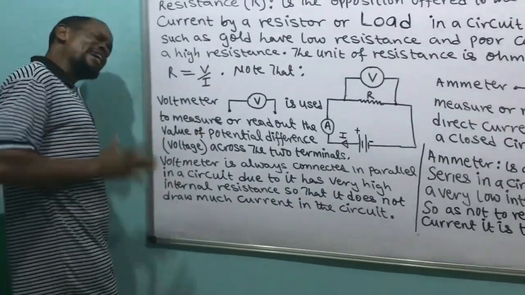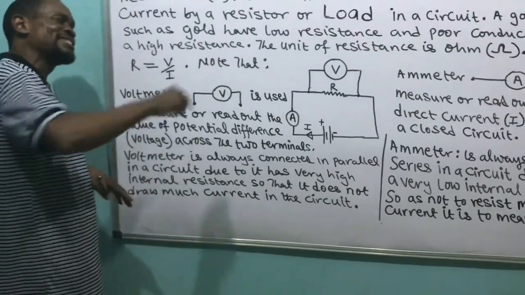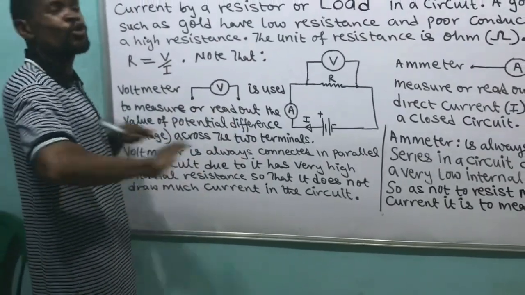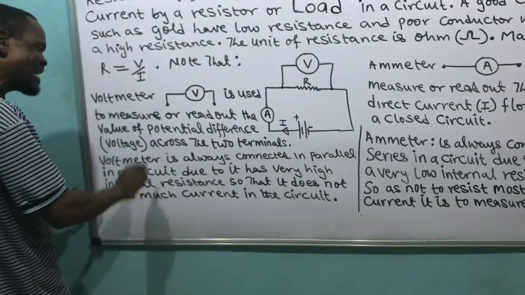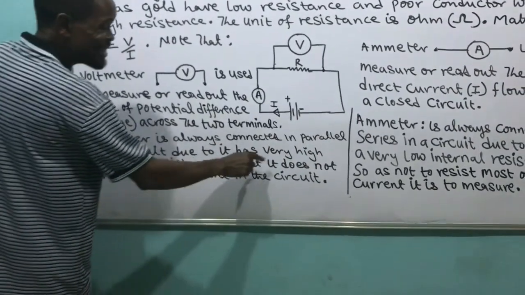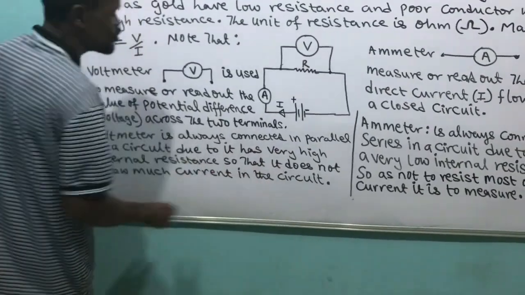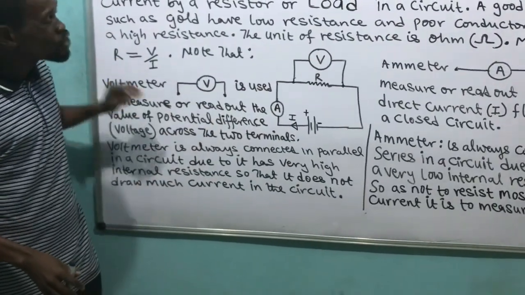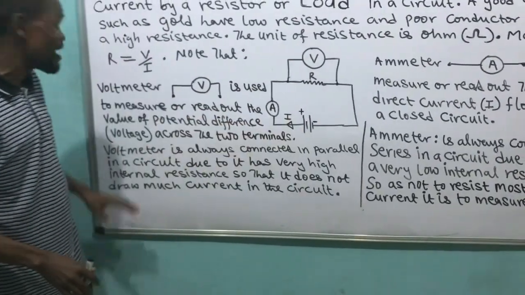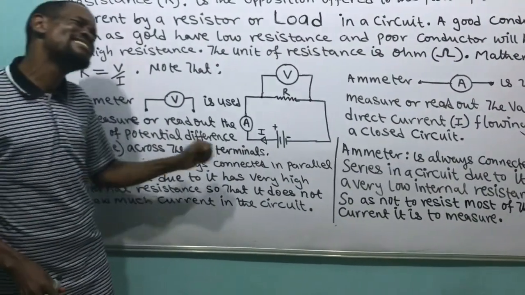Rather, if you connect it in parallel, you'll be able to get the actual voltage. But when you connect it in series, it will consume even what you want it to read. So we said it has a very high internal resistance so that it does not draw much current in the circuit. That's why we connect it in what? In parallel. Voltmeter is always connected in parallel because it has a very high internal resistance.